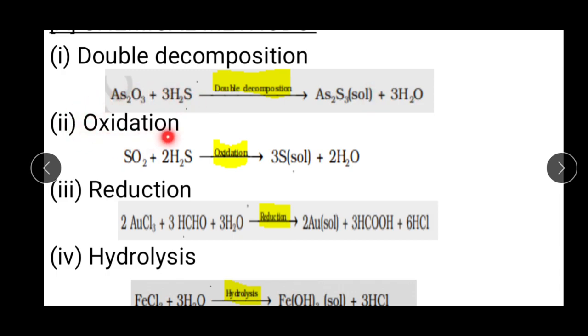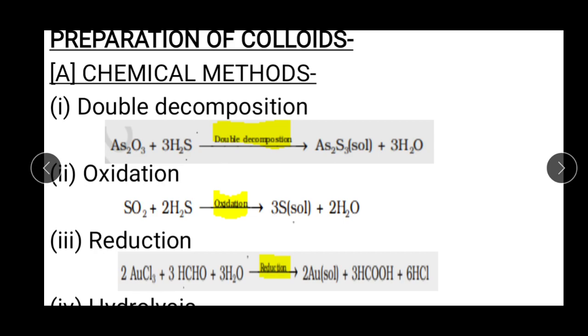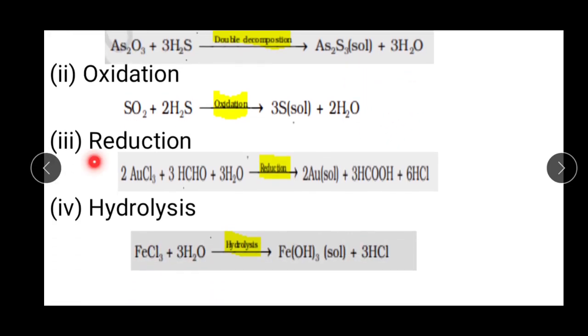Oxidation, second method. Sulfur dioxide undergoing oxidation to give sulfur sol. The next is reduction. Gold chloride treated with formaldehyde results in formation of gold colloid or gold sol. And the fourth chemical method is hydrolysis. Ferric chloride is hydrolyzed to ferric hydroxide.